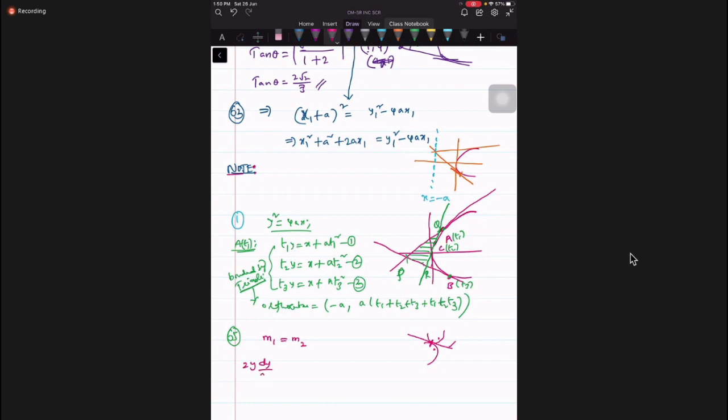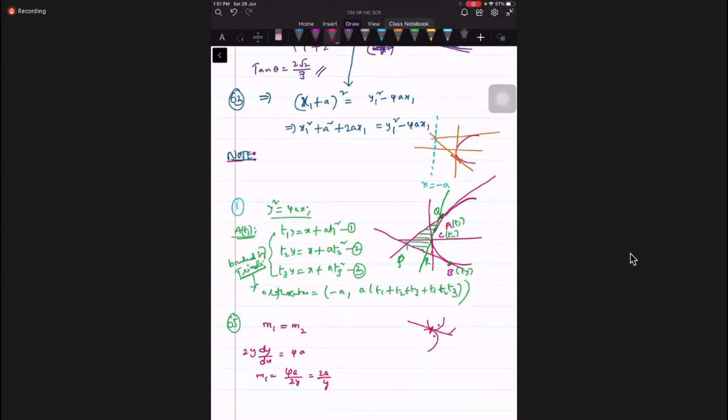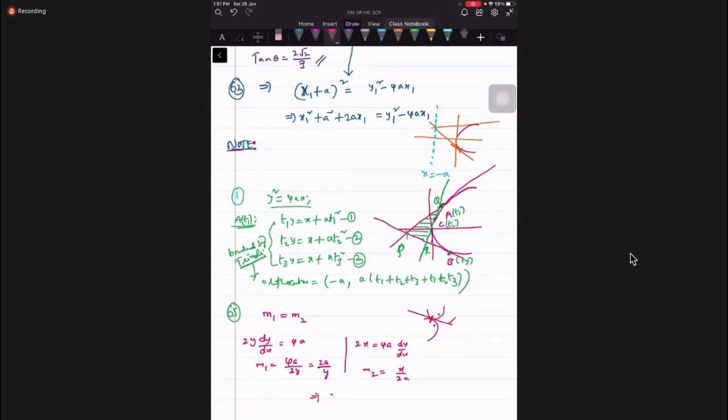What is the first curve's derivative? 2y dy/dx = 4a. Then m1 is 4a/2y, that is 2a/y. Similarly, you need to differentiate the second curve, x² = 4ay, so 2x = 4a dy/dx. You know that, right? So what is m2 from here? m2 = x/2a. Both are equal, so equate both and we'll get the answer.